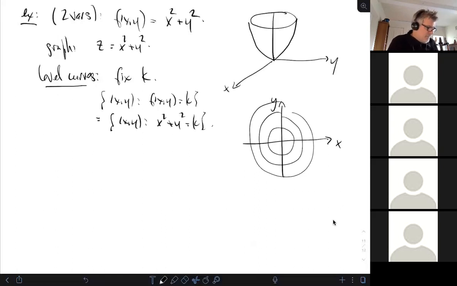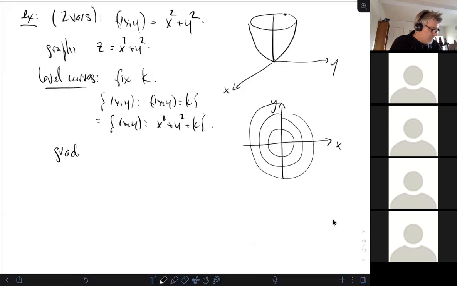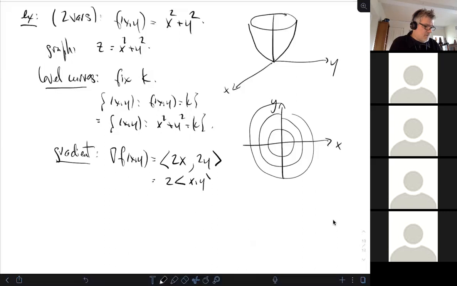Okay. So now I'd like to look at the gradient as compared to these curves. So the gradient of f at a generic point x y, what is that? Partial derivative with respect to x is 2x, partial derivative with respect to y is 2y. And I'll just write it this way, it's 2 times x y.